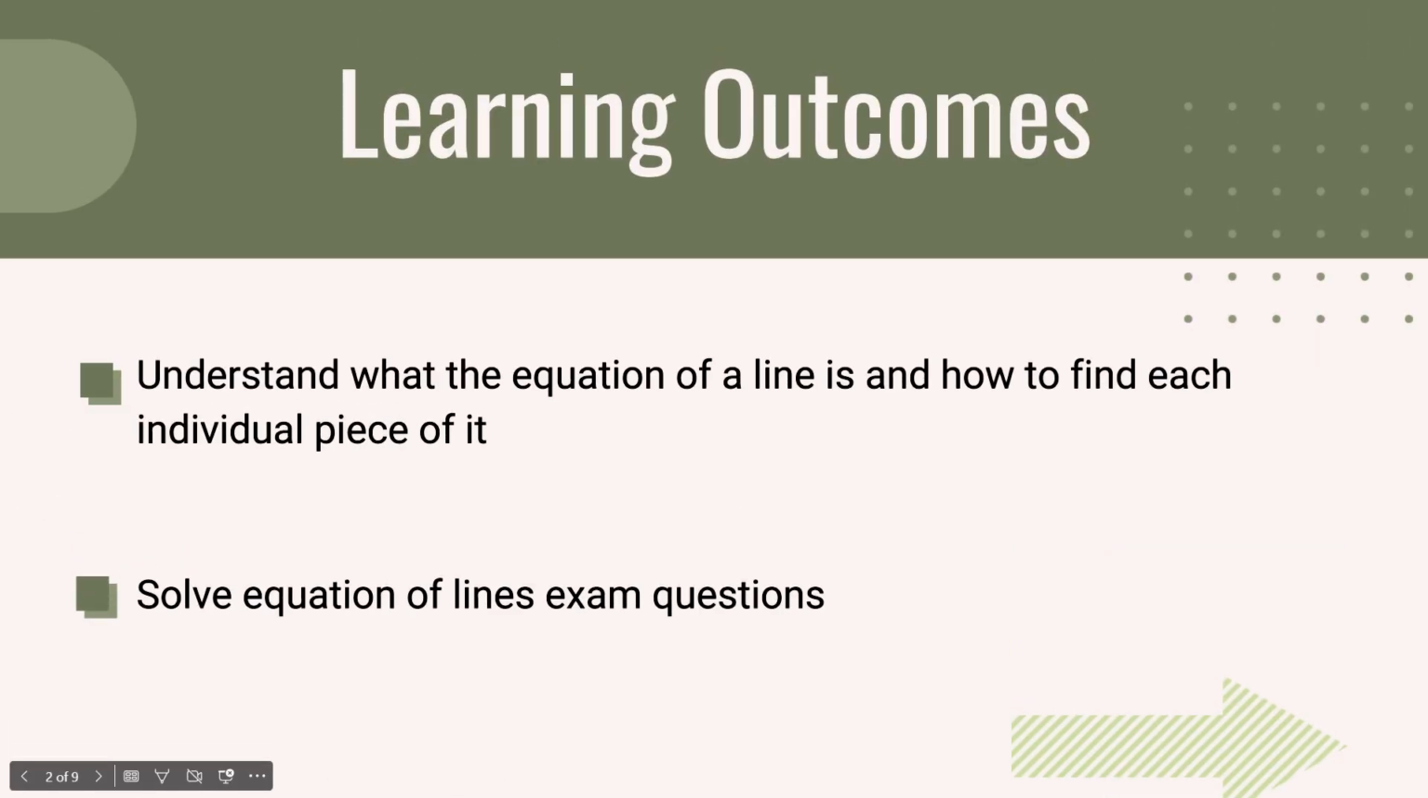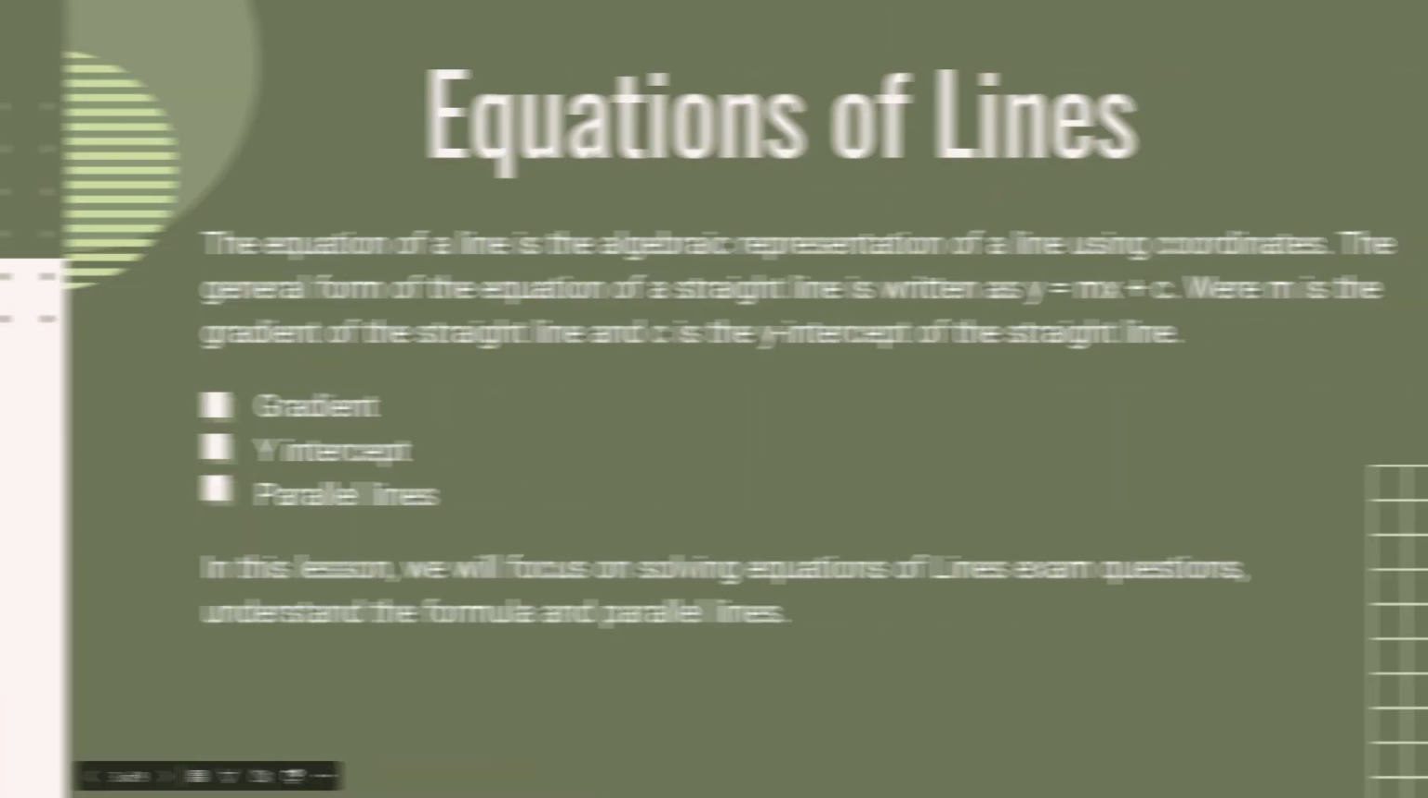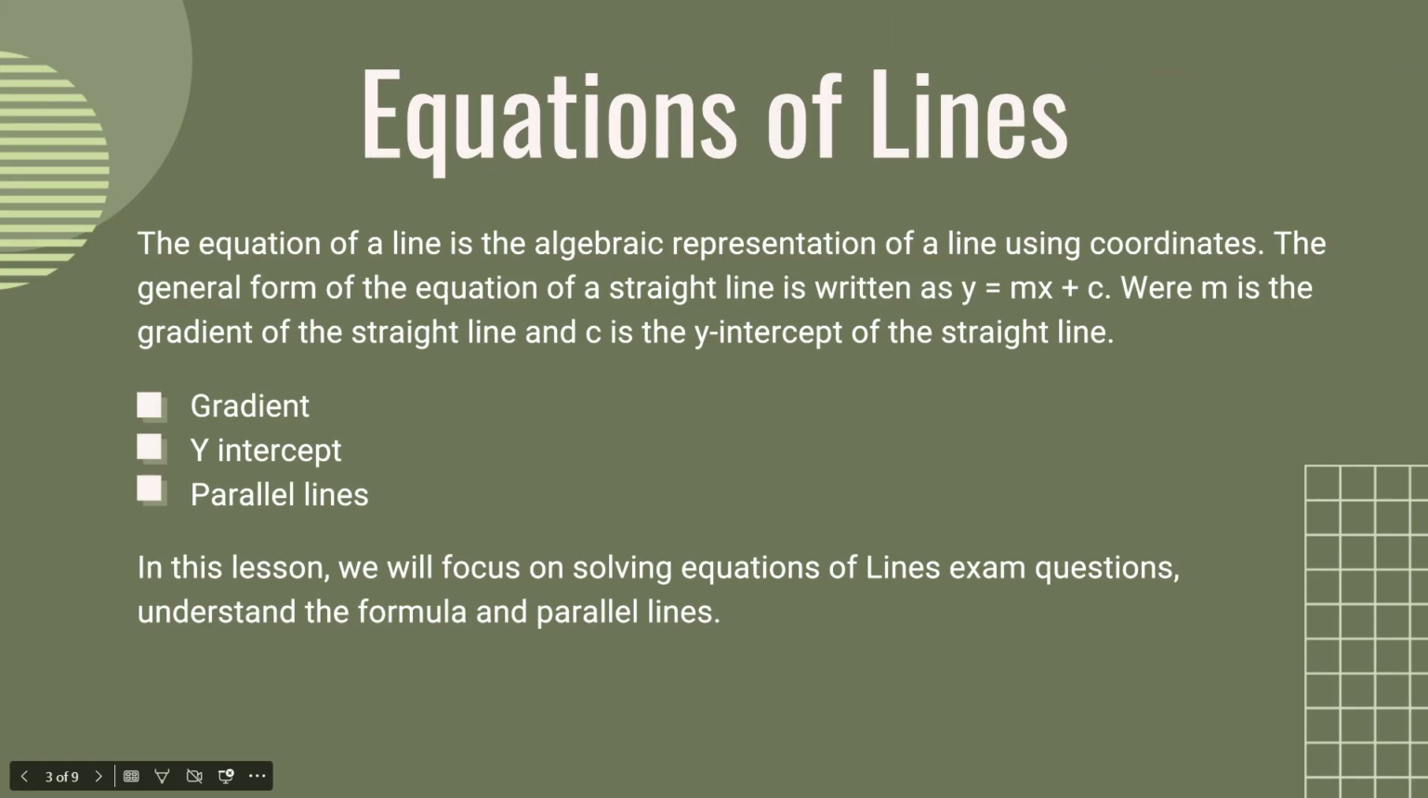Our learning outcomes for today are to understand what the equation of a line is and how to find each individual piece of it, and also to solve equation of a line exam questions. So, what is the equation of a line? The equation of a line is the algebraic representation of a line using coordinates. The general form of the equation of a straight line is written as y equals mx plus c, where m is the gradient of the straight line and c is the y-intercept of it. In this lesson, we will focus on solving equation of line exam questions and understand the formula and parallel lines.